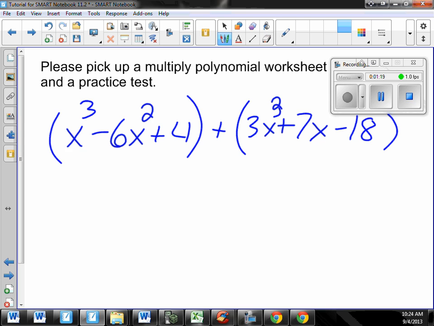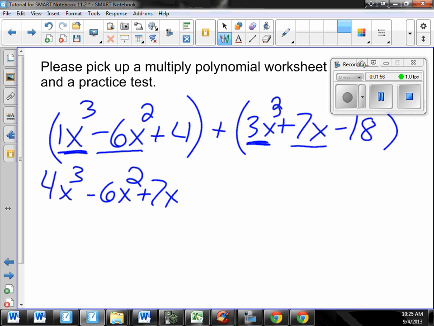So, does the x to the third in the first polynomial have a like term? Yeah. There's another x to the third in the second polynomial. So 1x to the third and 3x to the third is 4x to the third. Okay? Does x squared have a like term? No, it doesn't. So I just write it down. Then I look in the second polynomial and I have an x. It doesn't have a like term. So it just gets written down, 7x. And then my constants are like terms, 4 and negative 18. So 4 minus 18 is minus 14, and that would be my answer.